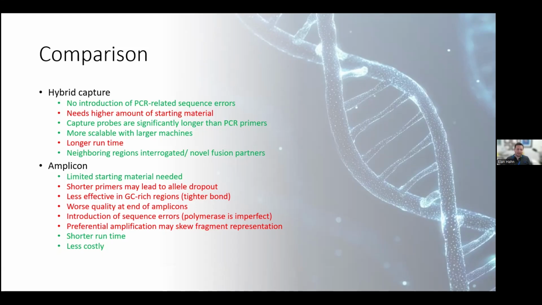At the ends of amplicons, there's worse quality. You could introduce sequencing errors that then get amplified, and that could also skew fragment representation. It has a shorter runtime, and it's much less costly, which is also important. So tiling amplicons, which we talked about, having redundancy and coverage of the primer and areas that are close to the primer or end of what you'd expect to be amplified, is helpful for some of these issues.